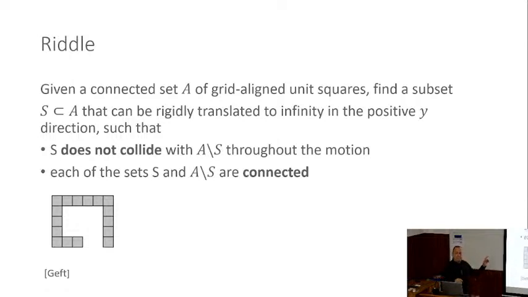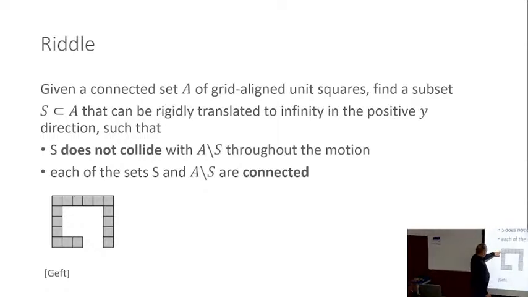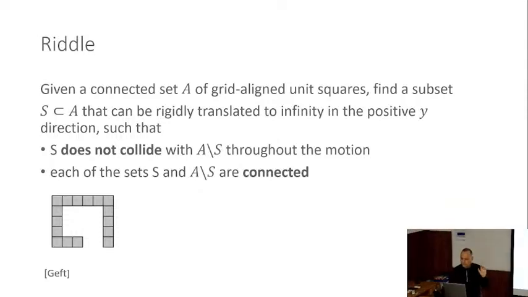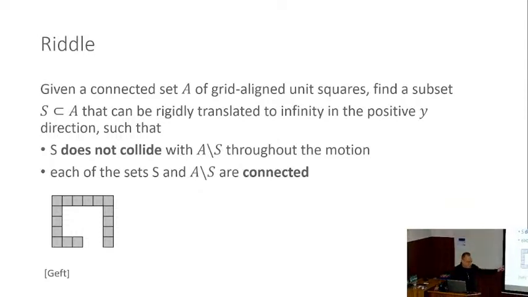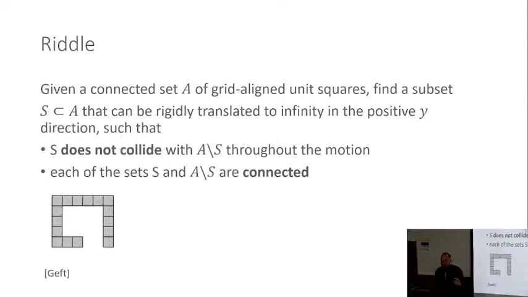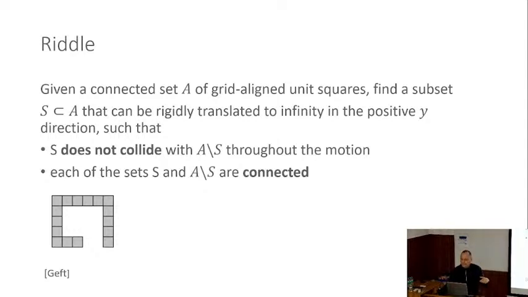I'll explain later why it's related to assembly planning. I give you a set A of unit cubes on the unit grid. These are the gray squares here. And I ask you to find a subset S that you can slide vertically upwards without hitting the remaining squares, A minus S.